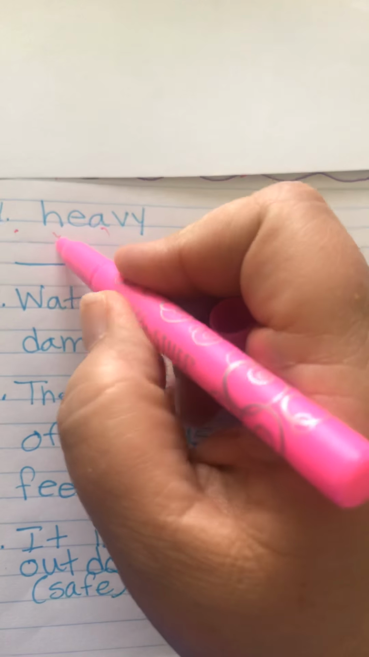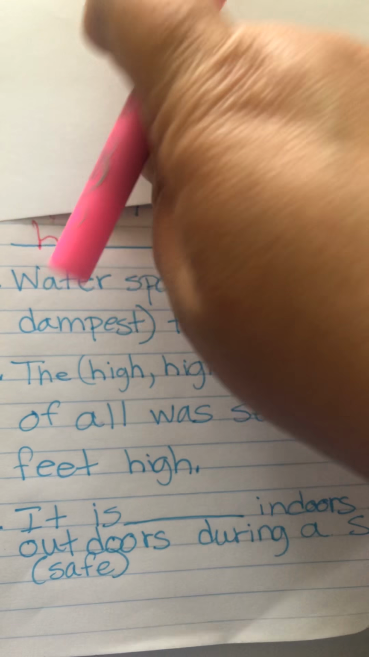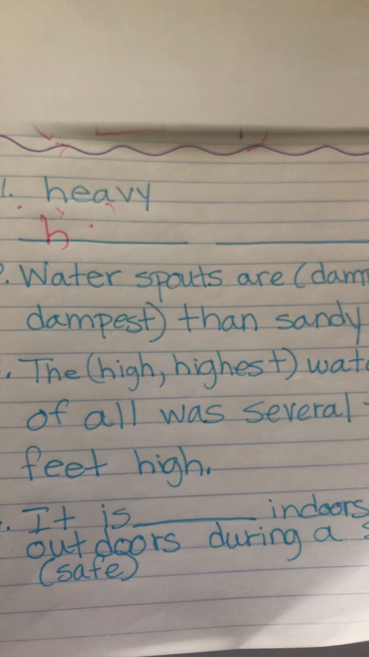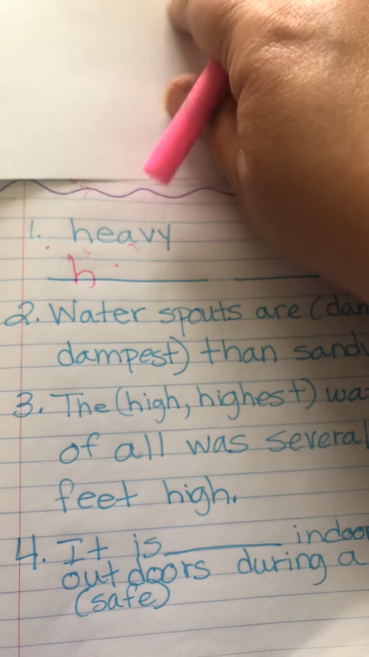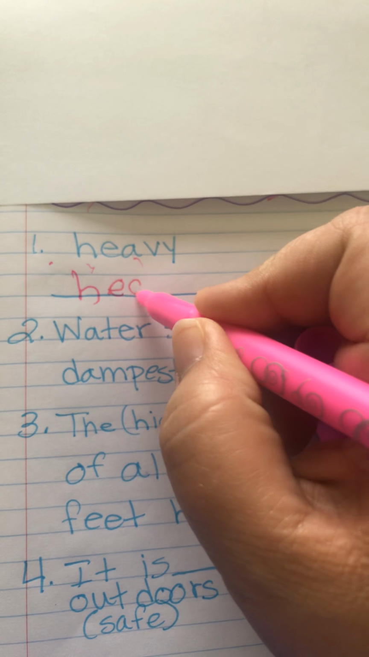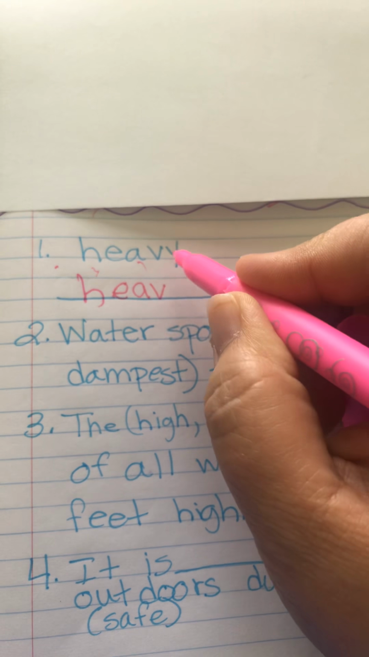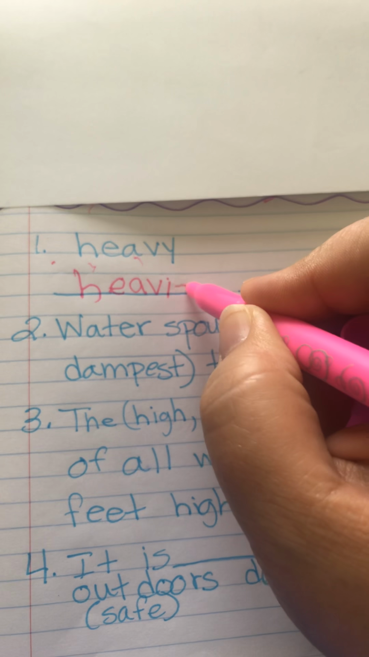Well, if I want to say heavier, it's H, E, A, V. Now it ends in Y, so I have to change my Y to I and add ER.